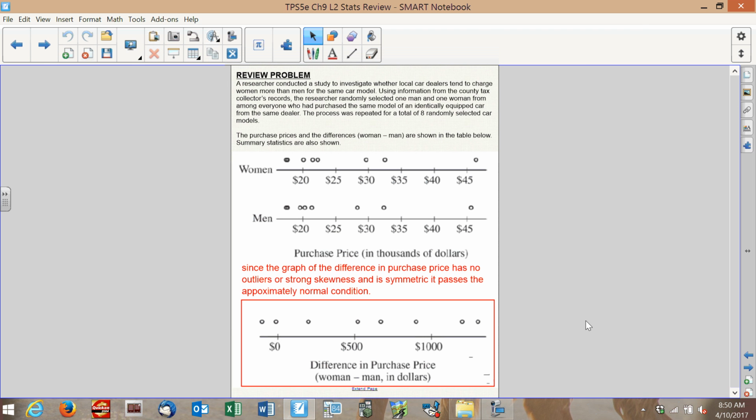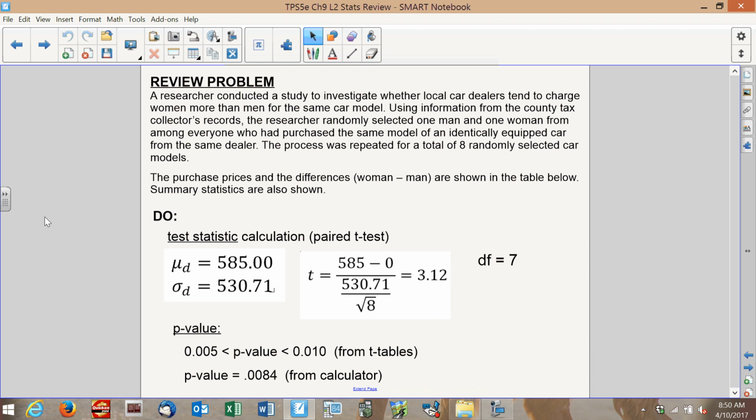We have 3 graphs. The graph of women only, men only, and the graph of the difference. We actually don't have to pay attention to the women and men graphs. All we care about is the graph of the difference, okay? And we're looking, are there any outliers? Is there any strong skewness? Does it look fairly symmetric? And it really passes all those, so we can assume that the differences are approximately normal, therefore it passes the normal condition.